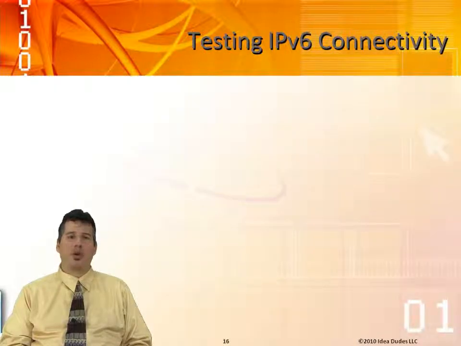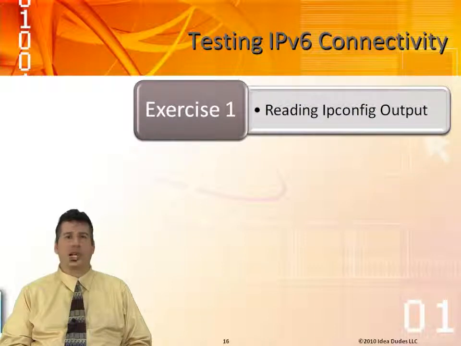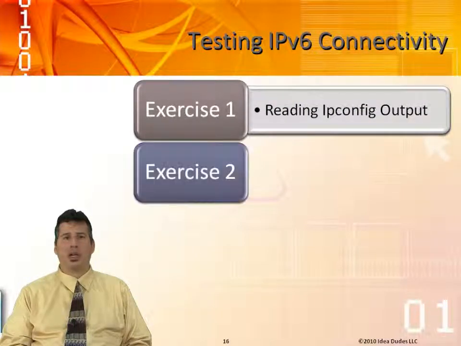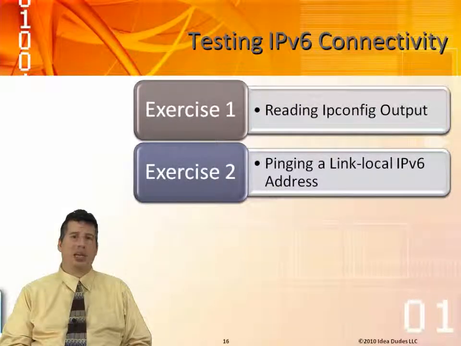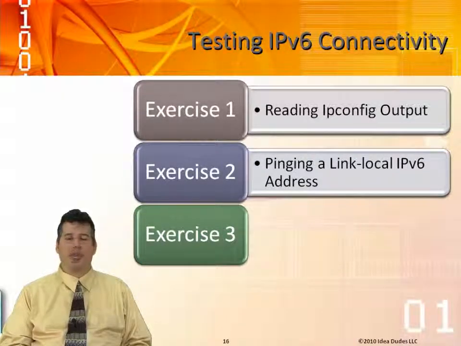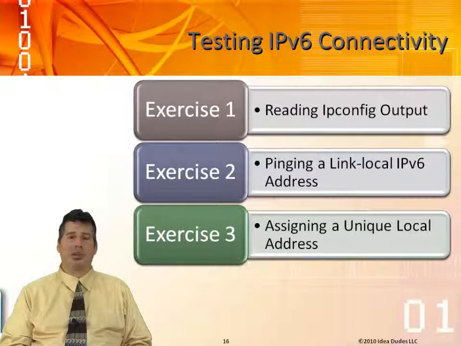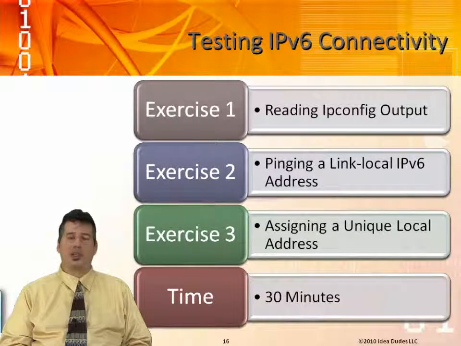Now, testing IP version 6 connectivity is your exercise: reading ipconfig output. Exercise 2 is pinging a link local IP version 6 address, which is your FE80. Exercise 3 is assigning a unique local address, and the time is 30 minutes.